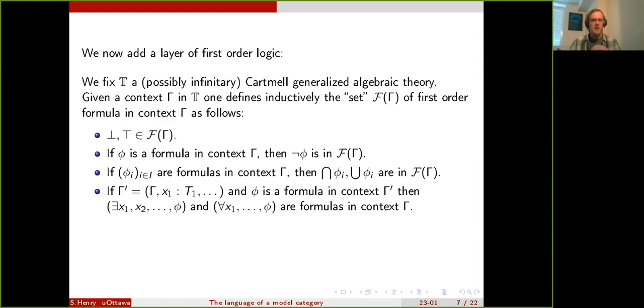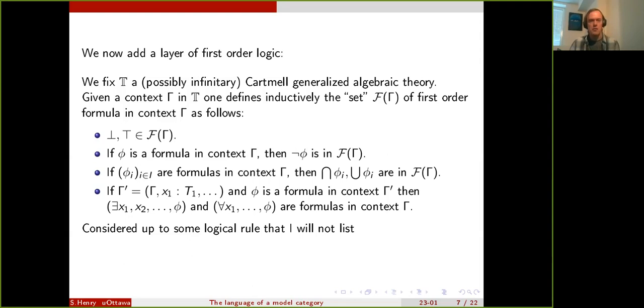So if you want, it's possible to restrict everything to finitary logic, but the point is, for the kind of theorem I'm going to prove later, the stronger the logic is, the stronger the theorem is. And so I get a more general theorem by allowing for infinitary logic.